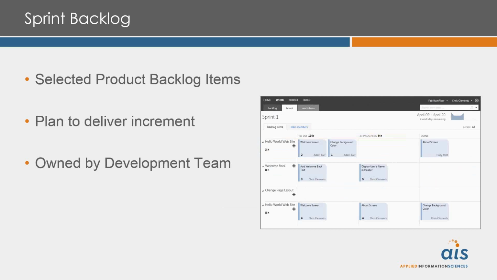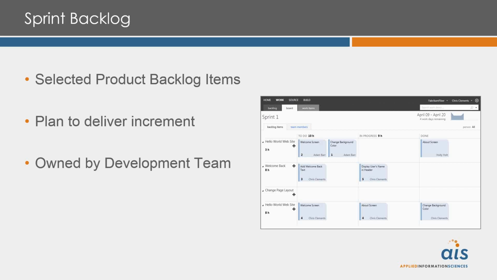Once we've got our product backlog and we've gone through sprint planning, out of sprint planning comes this idea of a sprint backlog. We talked about a forecast, a goal, and a plan to deliver or a plan to execute on that goal and that forecast. That's what the sprint backlog is. It's those selected product backlog items that we're going to do in this sprint and a plan to deliver on them.